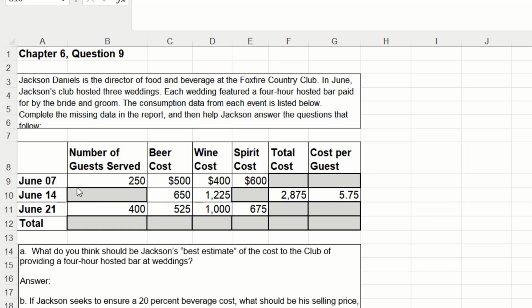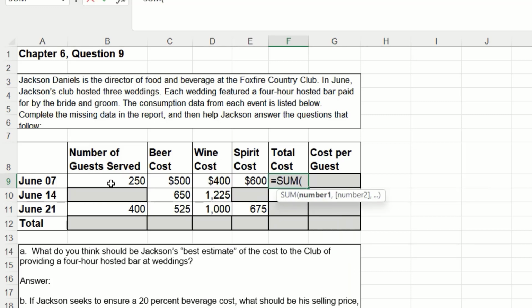All right, so let's look at June 7th. On June 7th, we had a wedding for 250 guests. We served $500 in beer, $400 in wine, and $600 in spirits. Okay, so looking at that, let's add up our total cost.